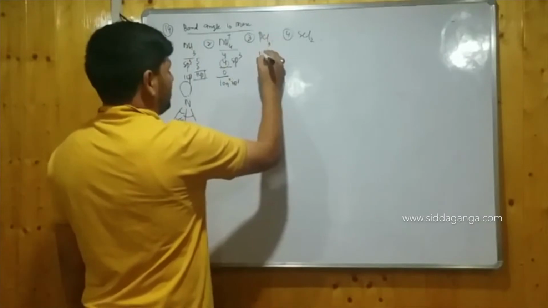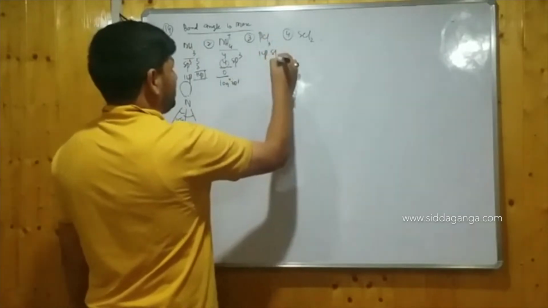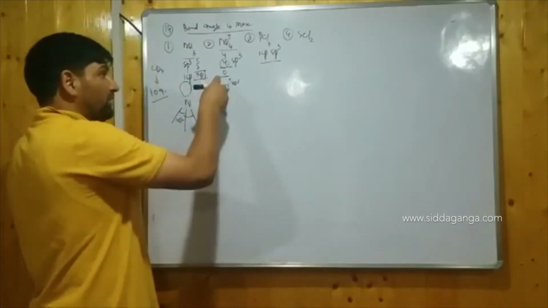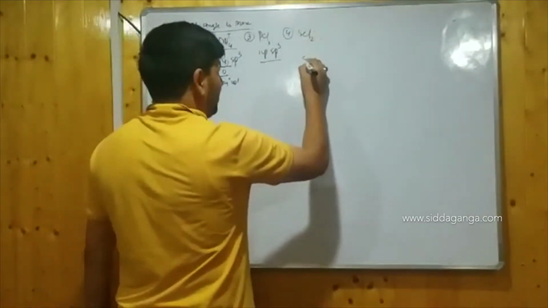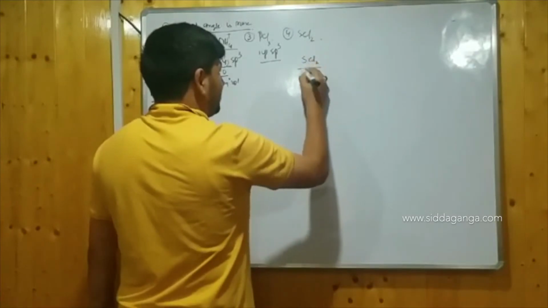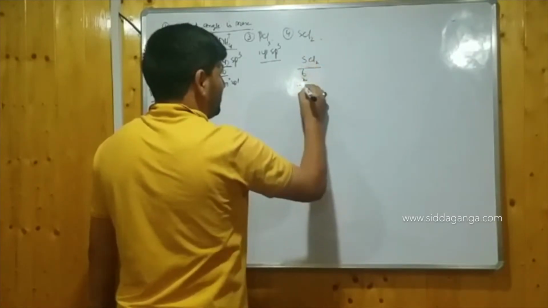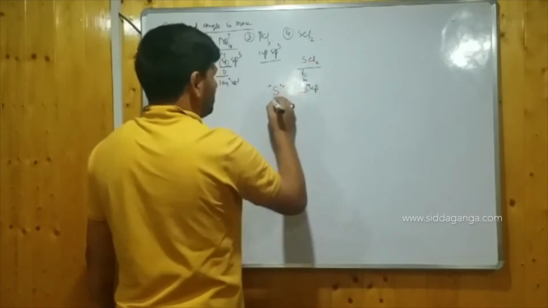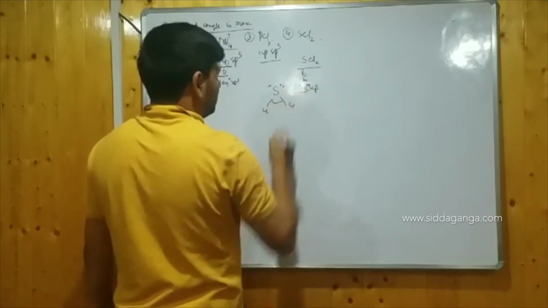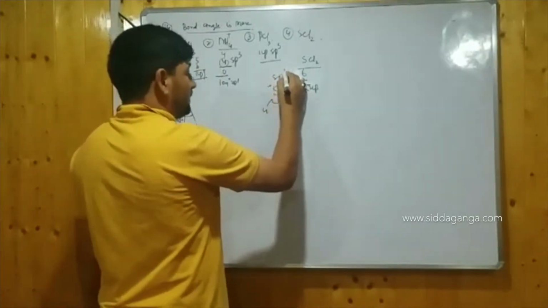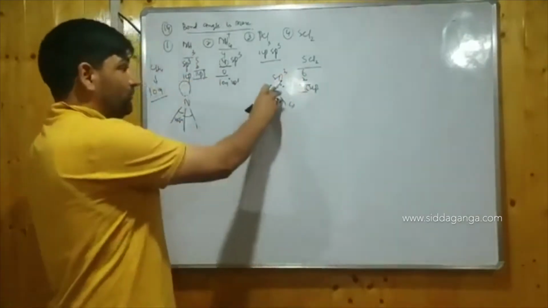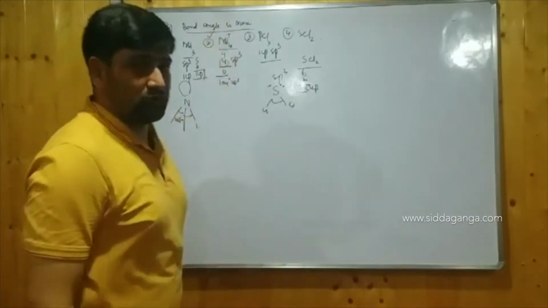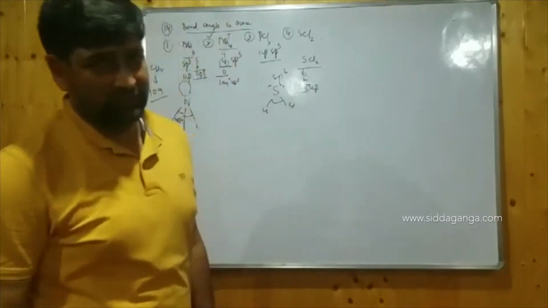PCl3: phosphorus will contain one lone pair. Hybridization will be sp3. Again the bond angle will decrease from the normal 109 degrees. And SCl2 will have 2 lone pairs of electrons. Sulfur 6, bonds made 2, remaining electrons 4, that is 2 lone pairs. So like the water molecule, it will be bent. Hybridization here also is sp3, but the bond angle will be very small. So the maximum bond angle is present in NH4 plus, where there is no lone pair of electrons.